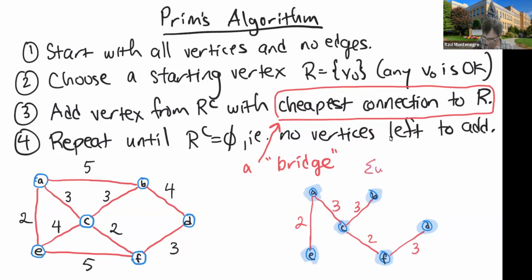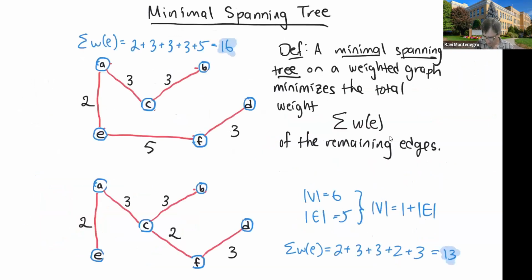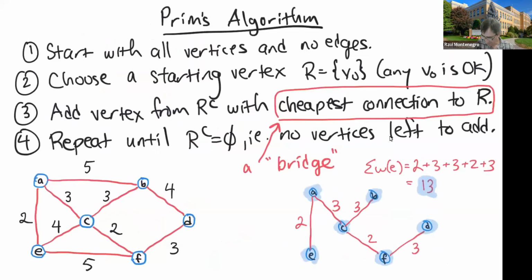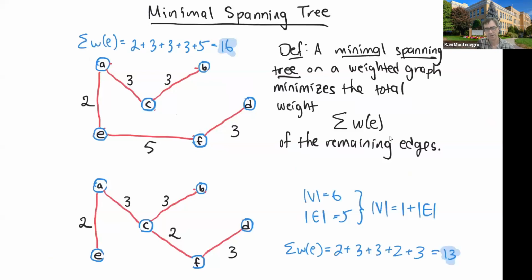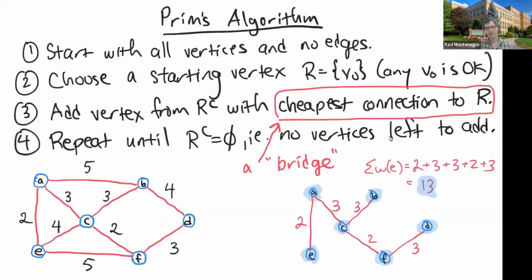So add up all the weights. That'll be 2, 3, 3, 2, 3. Well, that's 5, 8, 10, 13. So the minimum cost possible is 13. And looking back here, well, actually, that was the exact same answer. So we had 13 before, 13 again.